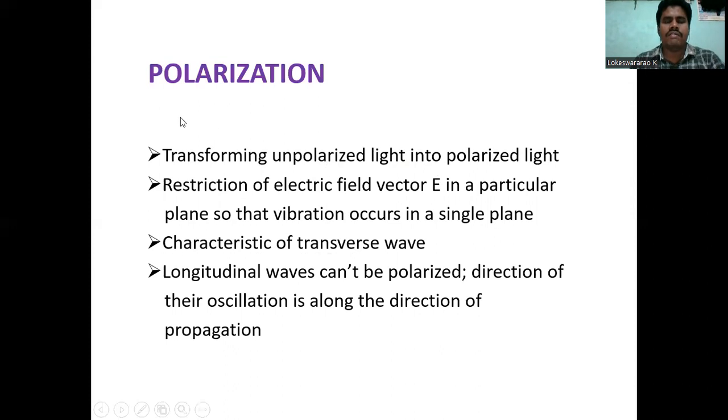And the phenomenon of polarization confirms that light waves are transverse waves. Transverse means the particles vibrate perpendicular to the propagation of the wave. Propagation of wave means the direction of the wave.